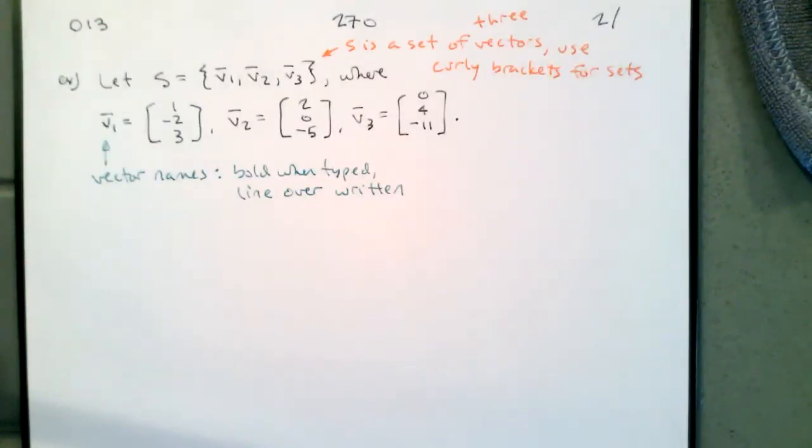Let's set up a new example. Consider the set S. S is a capital S. That's going to be the name of this set. And S is going to be a set of 3 vectors. The names of the vectors are V1, V2, and V3 because we don't come up with clever names for things in math class.